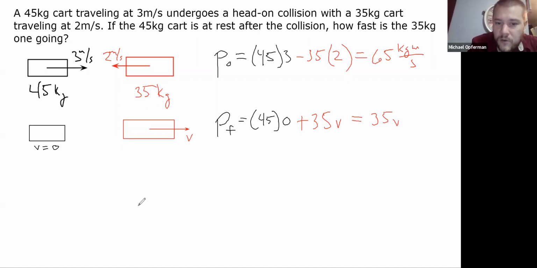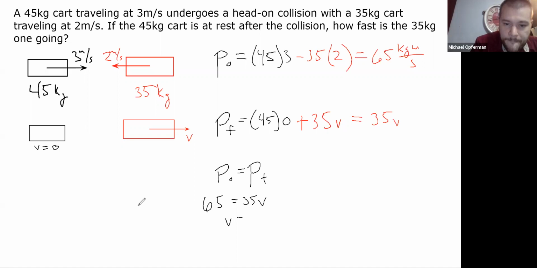Then finally, we set initial momentum equals final momentum. So that gives me 65 equals 35V. So 65 over 35 gives me positive 1.9. The fact that it's positive means that my guess about the direction was correct. And now I also have the speed of the cart. So just systematically apply this procedure step by step, and these are easy.